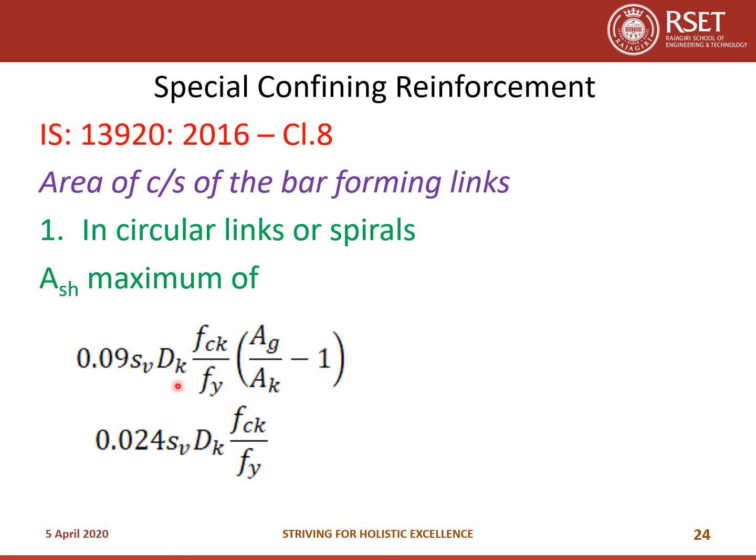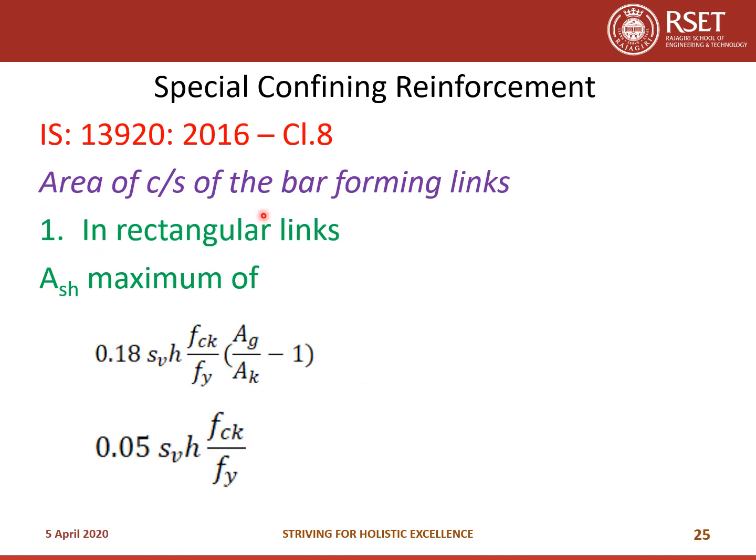The dk is the diameter of core of circular column measured to outside of the spiral link. Then FCK is the characteristic compressive strength of concrete. Fy is the 0.2% proof strength of transverse steel reinforcement. Ag is the gross area of column section. Ak is the area of concrete core of column section, which is equal to pi/4 dk square.